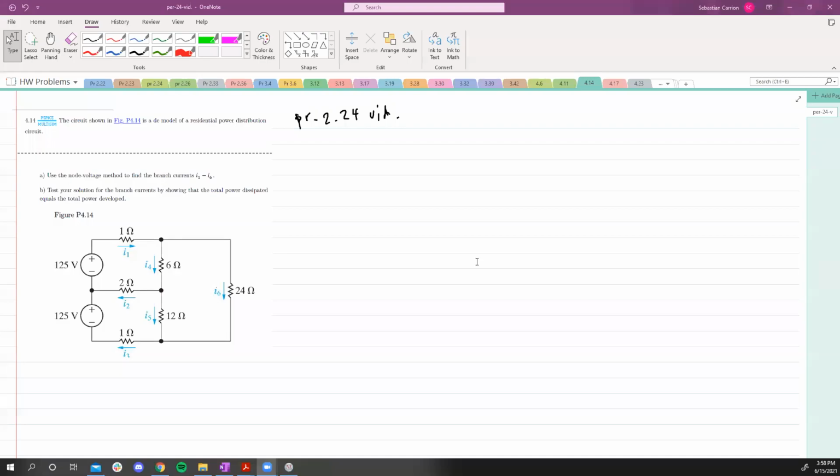Okay. So this problem says use the node voltage method to find the branch currents I1 through I6. Test your solution for the branch currents by showing that the total power dissipated equals the total power developed.